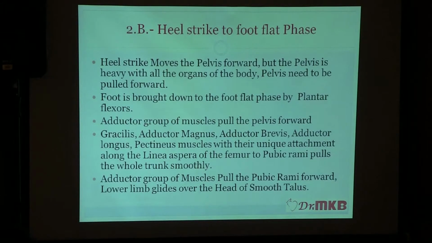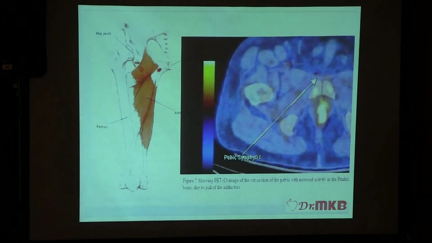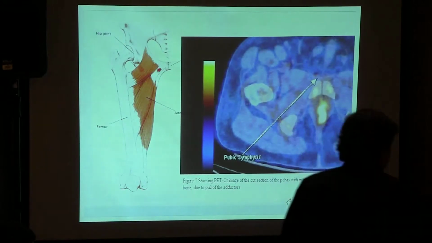The lower limb glides over the head of the smooth talus. See here, the adductor muscles arise in the center of the femur and typically attach to the pubic rami and pubic symphysis. You can see this is a PET-CT analysis. You can see this is a bladder where there is so much activity. The muscles pull the pubic rami.